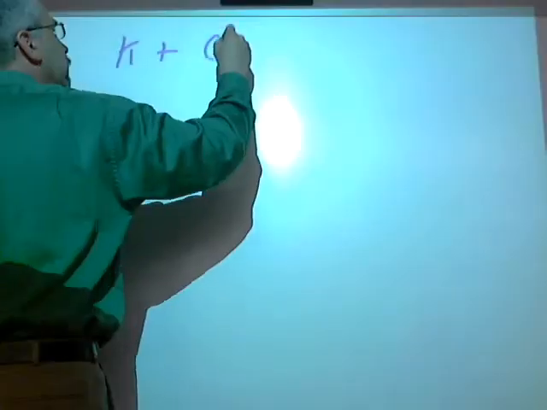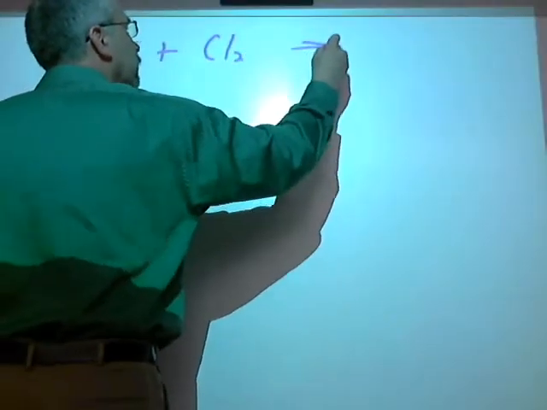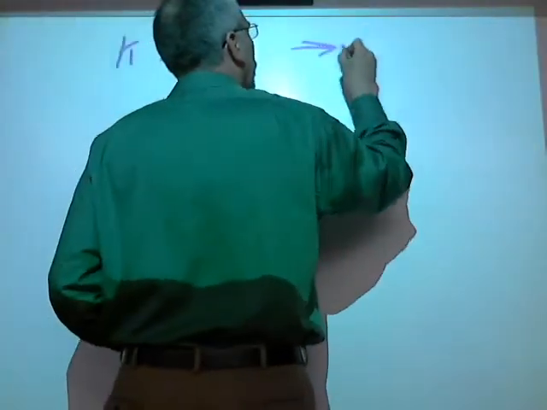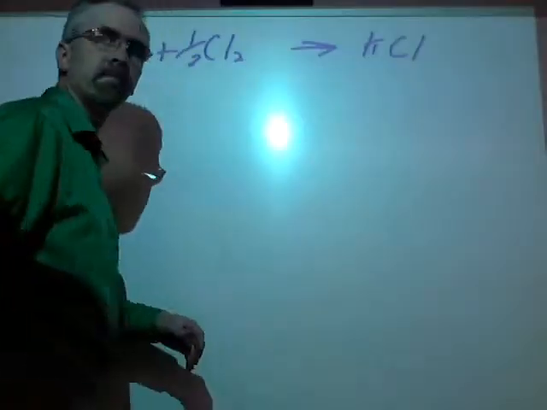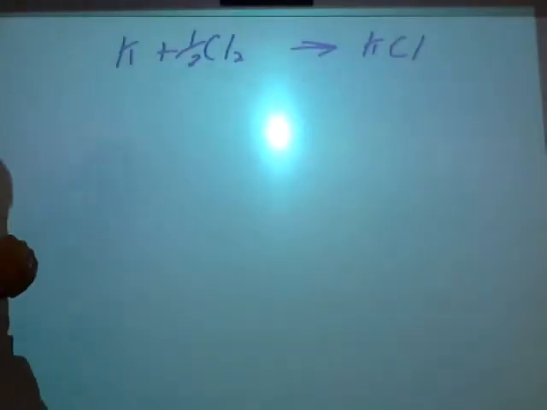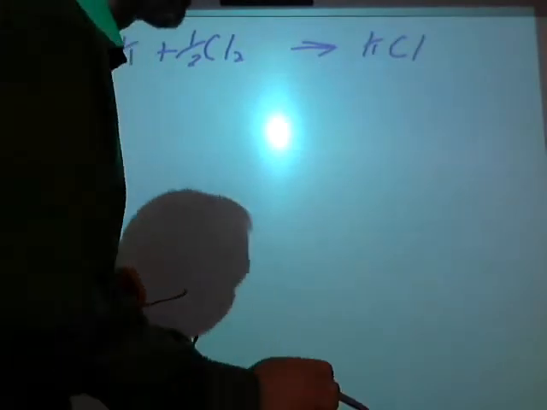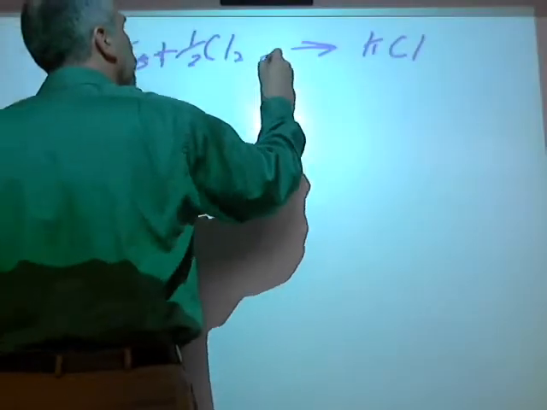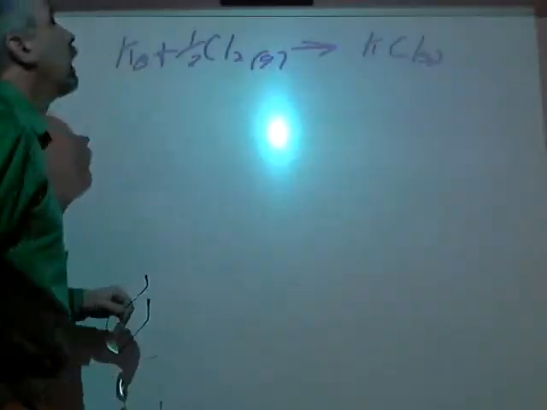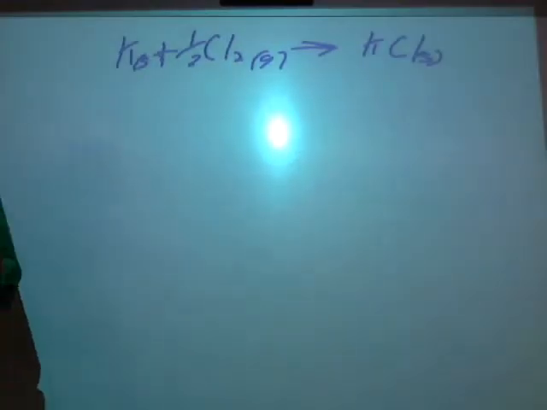K plus 1/2 Cl2 yields KCl. Right? Now, we actually did molar enthalpy of formation equations, and it's solid, gas, and solid. So solid here, gas here, solid here. Okay? We did a lot of these. All right, let's take a look at the first one.